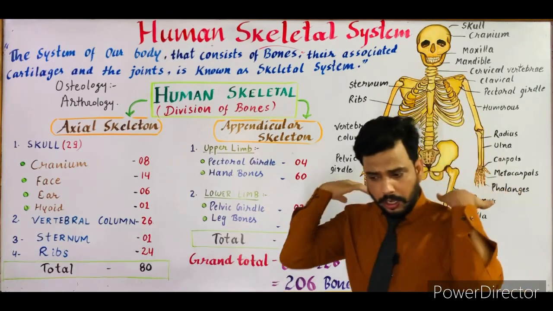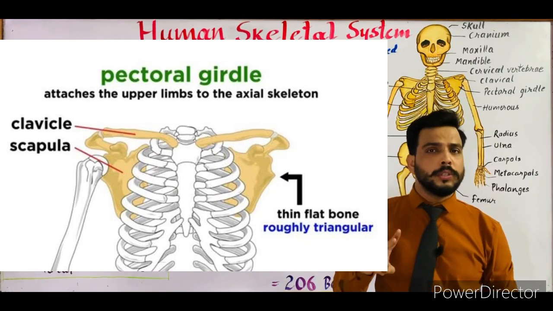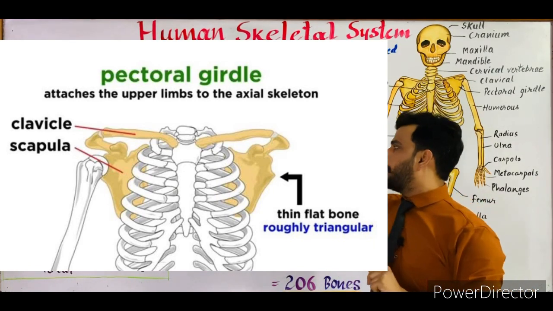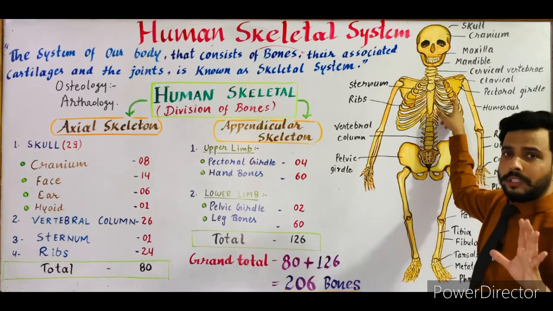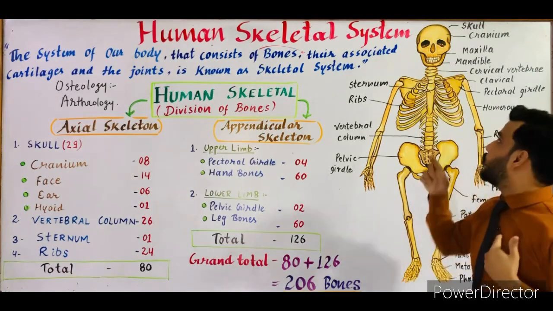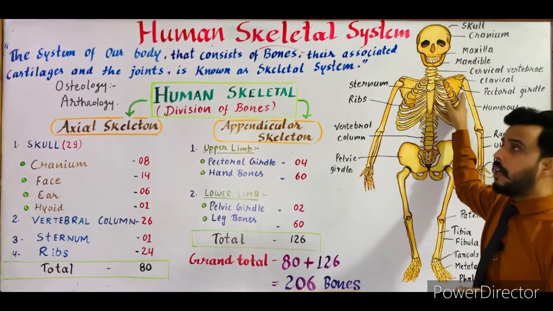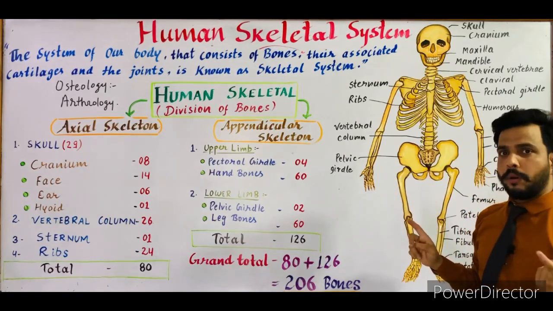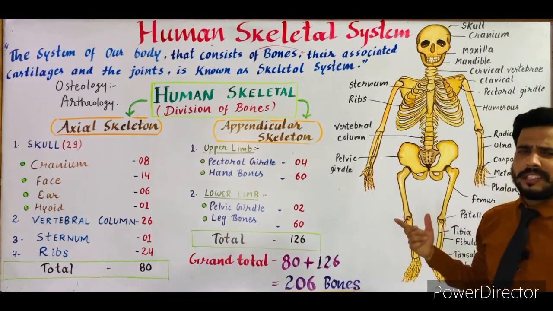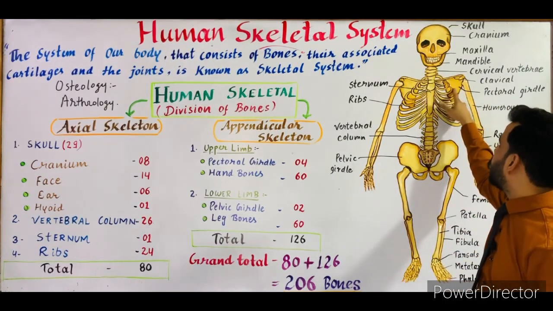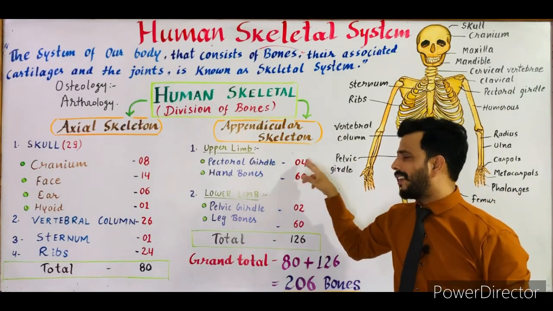The girdles which form the shoulders are known as pectoral girdles, and each pectoral girdle consists of 2 bones, thus the total is 4 bones. Now what are these 4 bones? This triangular shaped bone is known as the scapula and this thin bone is known as the clavicle or collar bone. There are 2 scapulae and 2 clavicles, thus the total number of pectoral girdle bones is 4, 2 plus 2.